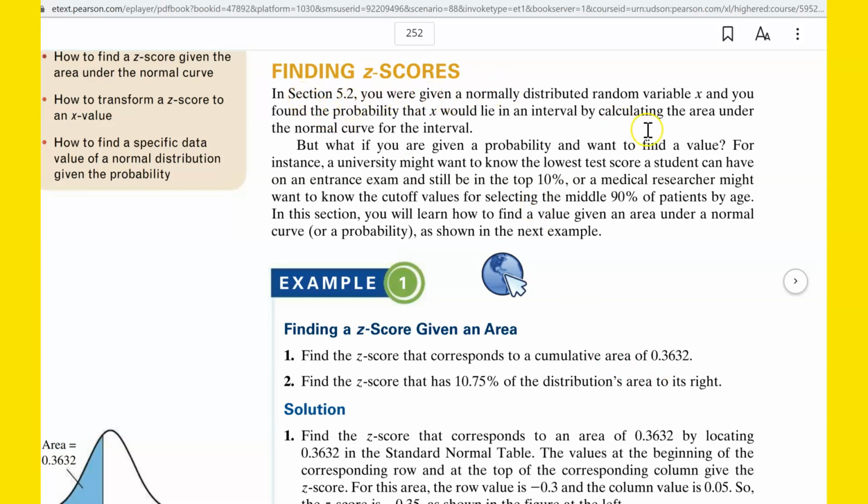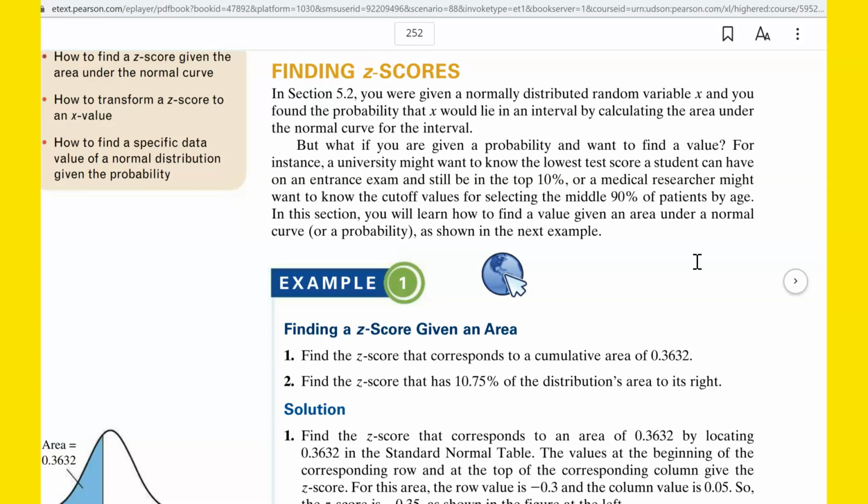In section 5.2, you were given a normally distributed random variable x, and you found the probability that x would lie in an interval by calculating the area under the normal curve for the interval. But what if you're given the probability and want to find the value? Here's the difference. You might say, what's the probability that a man's shoe size is less than 8? Then you do what we did in the previous sections. You would put negative 1e99 for the lower, 8 for the upper, all in the normal CDF, and you'd put the mean and the standard deviation and calculate the probability that way.